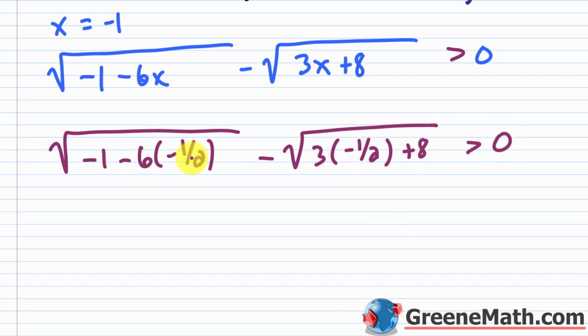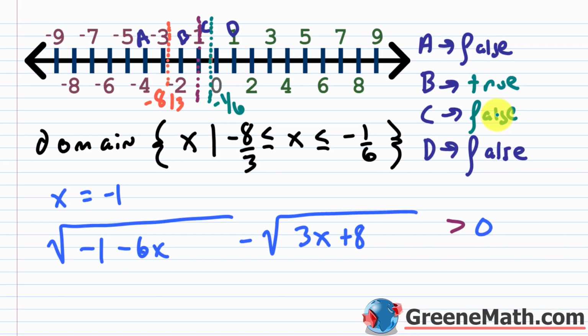Okay, so negative 6 times negative 1/2 is 3. And then negative 1 plus 3 would be positive 2. Over here, 3 times negative 1/2 is negative 3/2. So this is negative 3/2. Now, without going through and getting a common denominator, you can already see that this is a false statement. This is negative 1.5. If I add that to 8, I'm going to get 6.5. So this right here would be larger than this right here. So basically, you're going to have a negative, and that's never going to be greater than 0. All right, coming back up here, we verified that things in region C will not work.